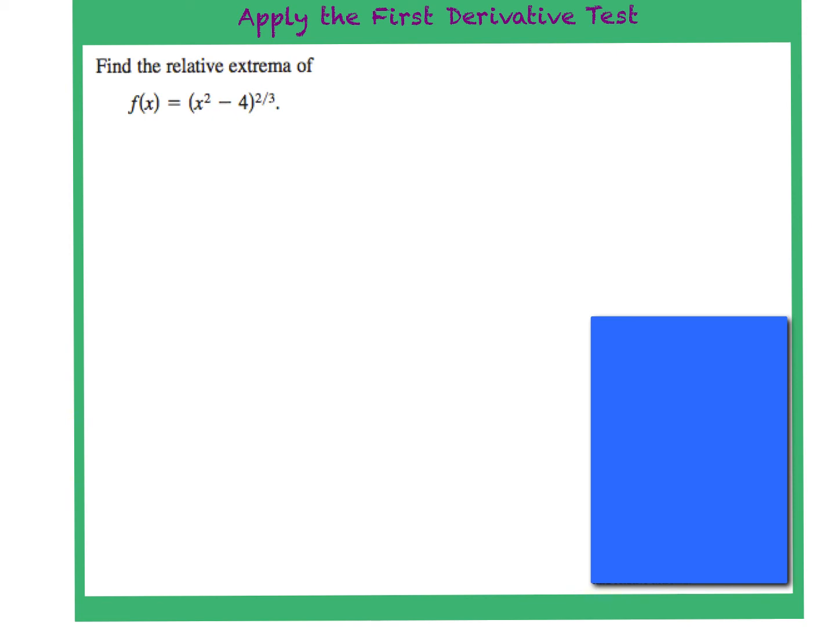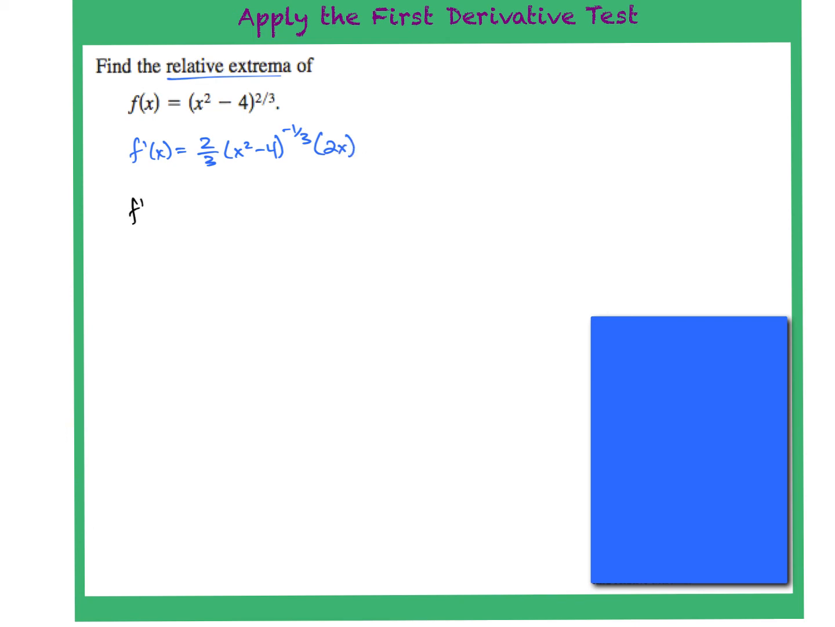So I need to find my critical numbers again. So how do I find my critical numbers? Take a derivative and that equals 0. So let's take a derivative. What comes out front? 2/3. And then I have x squared minus 4 to the power of what? Negative 1/3. Does anything pop out? 2x pops out. Thank you for remembering the chain rule.